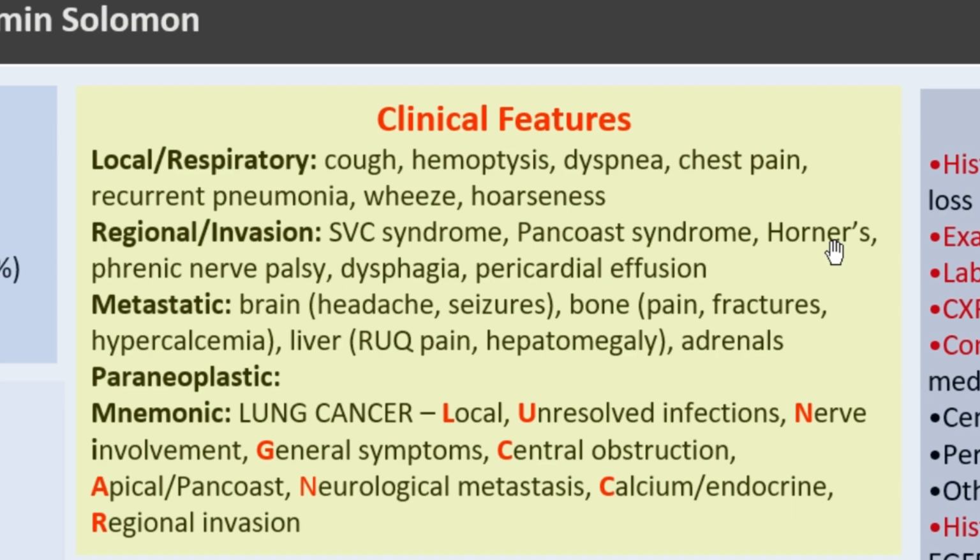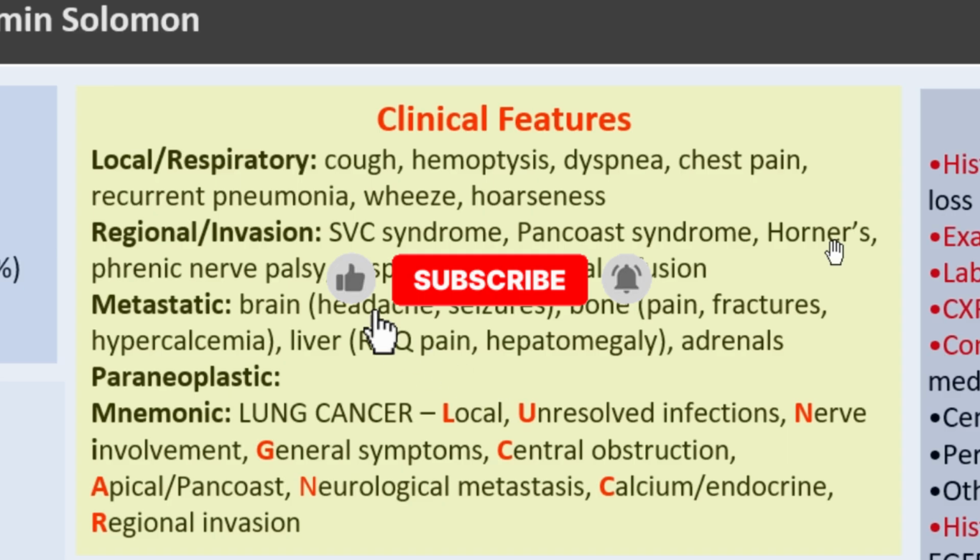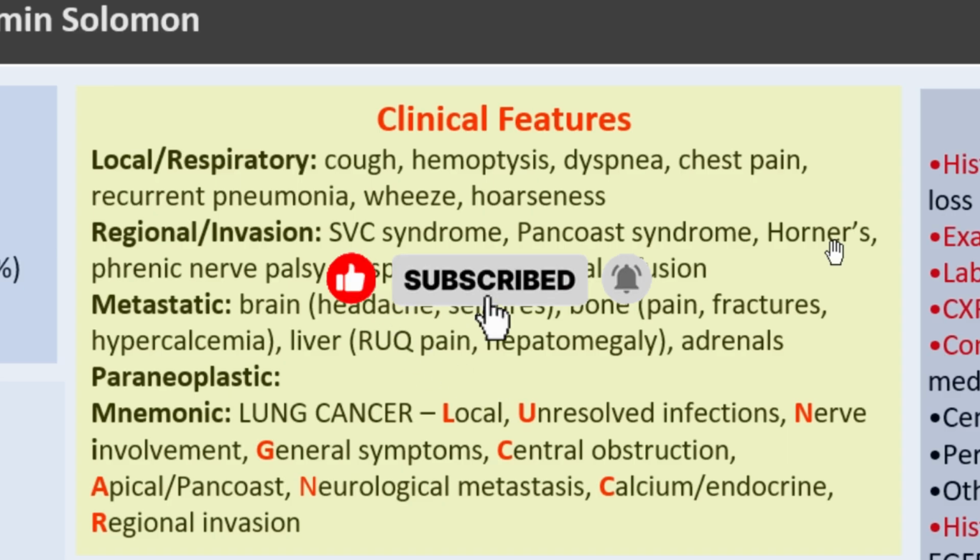Then we have phrenic nerve palsy, because the phrenic nerve comes from above and courses through the mediastinum as it goes to innervate the diaphragm. If we have a phrenic nerve palsy, this patient is going to have some form of breathlessness, especially whenever they are exerting themselves. Then we have dysphagia, because the esophagus is also right there in the neck.